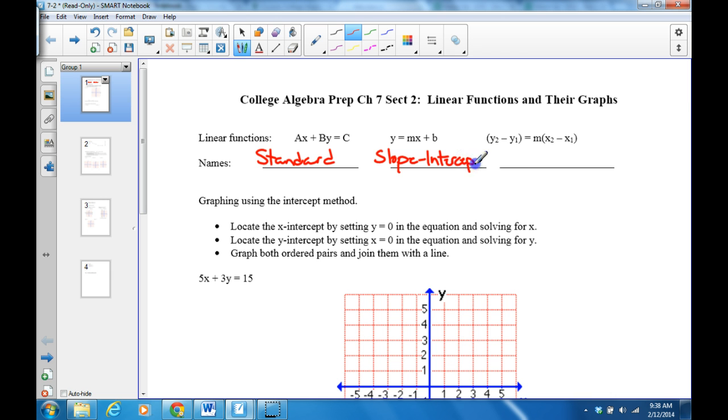Okay? And what's this last one called? Do you guys remember that one? You probably don't use it as much. Oh, no, it's P. First letter is a P. Point slope. Okay? So that's point slope form.